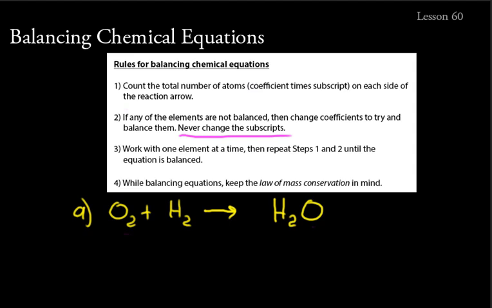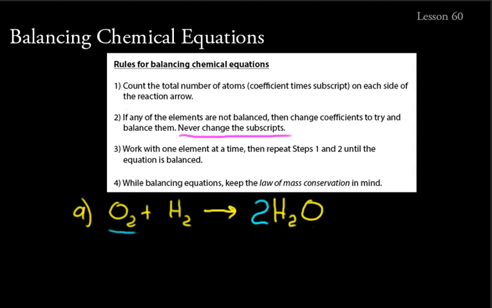So what we have to do then is just start on the far left, the oxygen. There's 2 of those. So how would we get 2 on the right side? We have to change the coefficient. The coefficient right now for water is 1. It's understood that there's 1 water over there. So we need to change that to a 2. 2 times 1 is 2 oxygens.